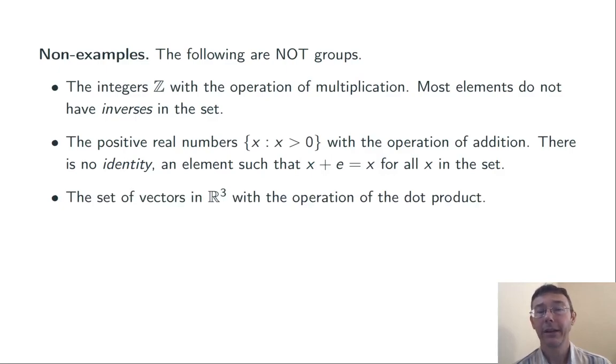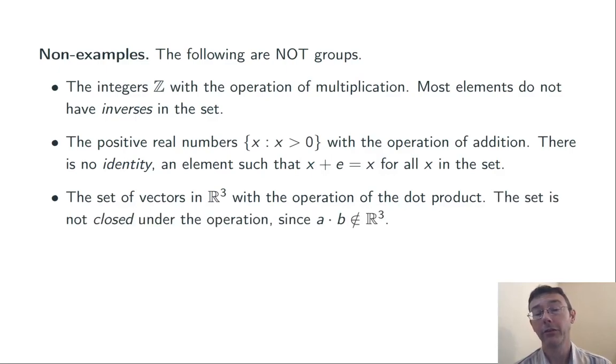The set of all vectors in R3 with the operation of the dot product. Here we have a set and an operation, but the set is not going to be closed under the operation. If I take the dot product of two vectors in R3, I'm not going to get another vector in R3 back. I'm going to get just a real number.